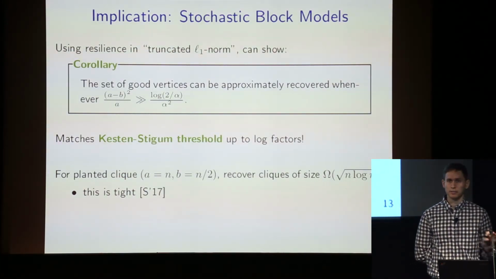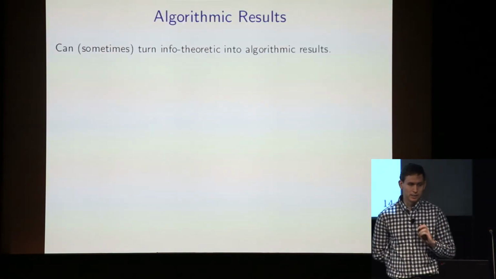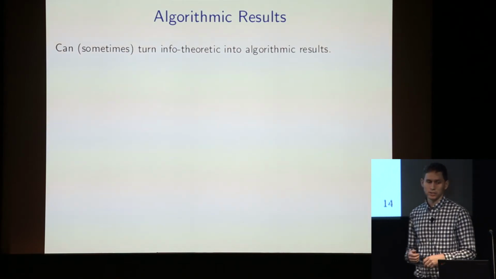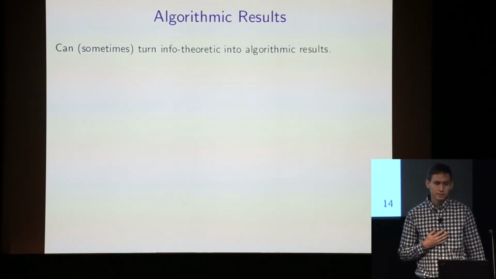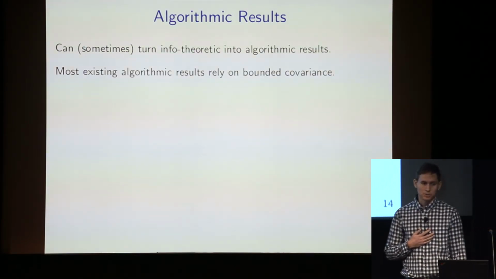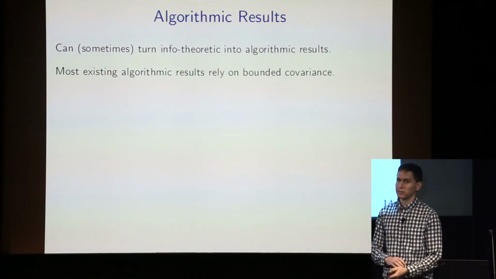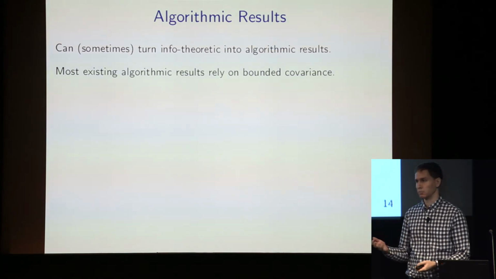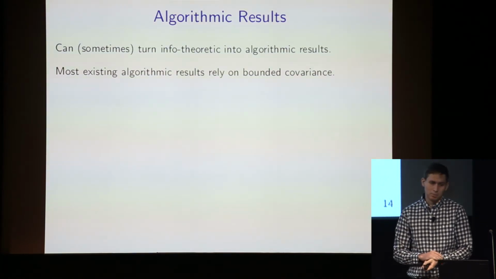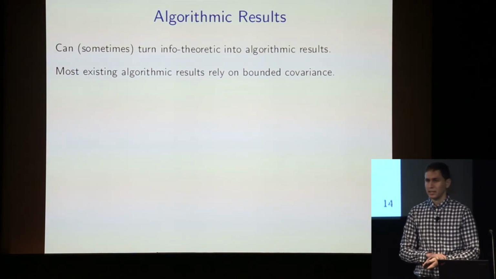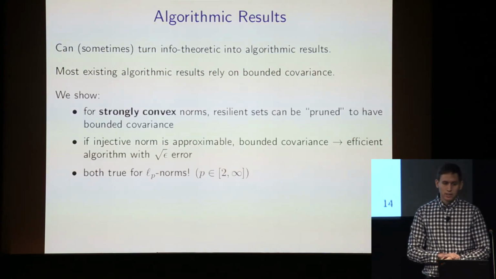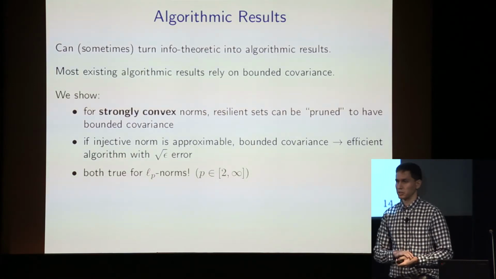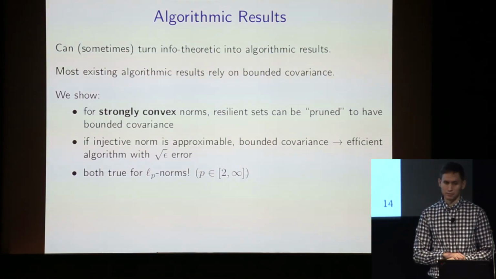So these are the information theoretic results. As I promised, I'll briefly touch on algorithmic results. You can sometimes turn these information theoretic results into algorithmic results. The basic obstacle is that most of the algorithms that I know of right now that can do things efficiently rely on bounded covariance of the data. So we're not going to do anything magical that's better than that, but we're at least going to show that resilience is connected to this bounded covariance property.